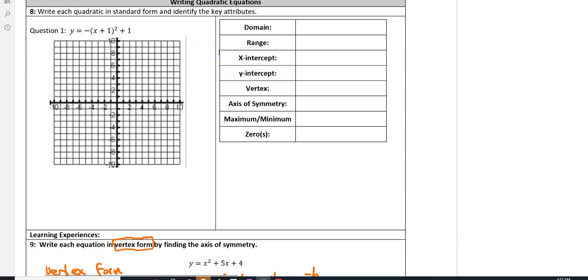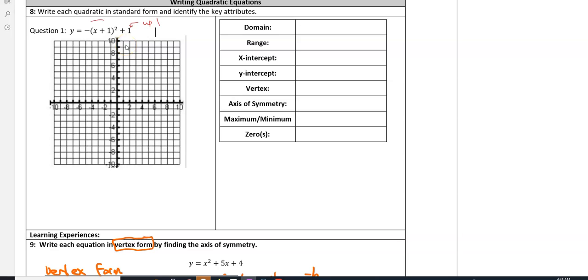All right, class, for number 8, I want to write each quadratic in standard form and identify the key attributes. So I want to get all these key attributes right here, and I want to write this out. The first thing I'm going to do is figure out the vertex, and the vertex can be figured out by using the transformations. This +1 right here would make you go up 1. Remember, a number on the outside makes you go up or down that amount.